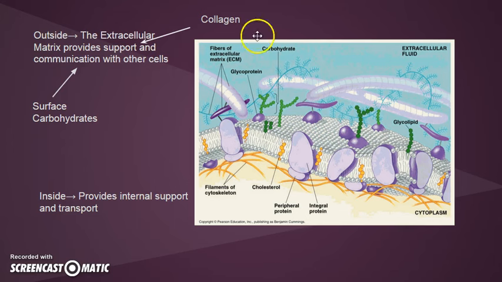Inside of our cell, then, we're going to have internal support and transport. So our cholesterol and the filaments of our cytoskeleton and some of our proteins are going to help provide some support, and they're going to help get things through. Those proteins are going to help get different types of molecules through, and the cholesterol is going to help provide some structure and framework.